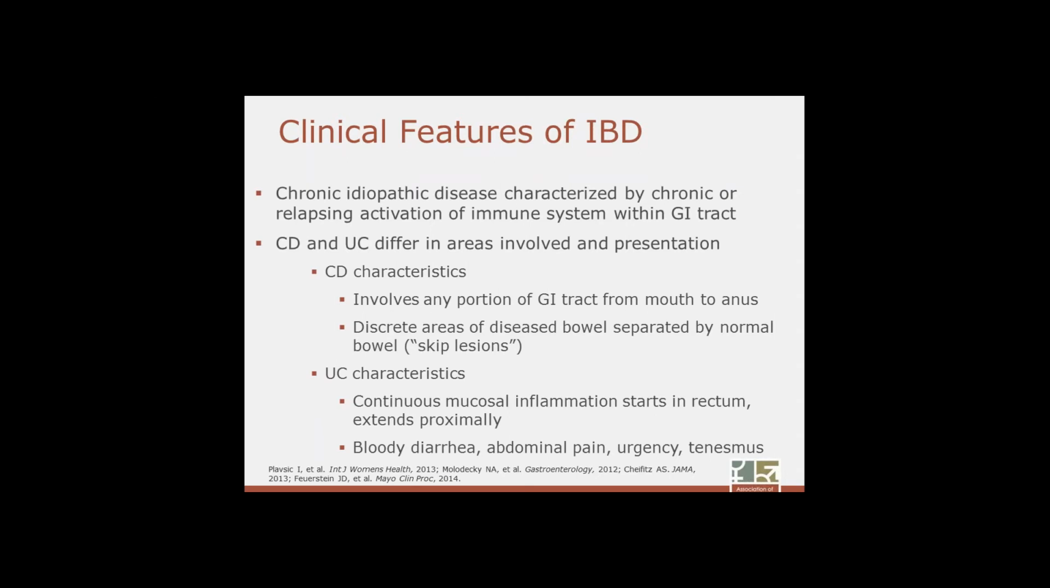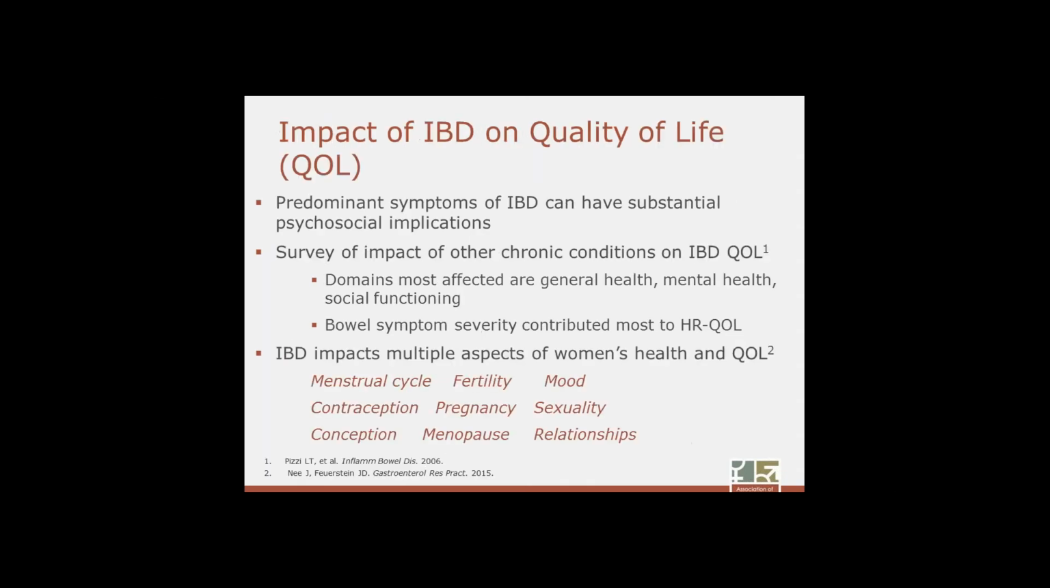Although Crohn's disease and ulcerative colitis present very differently, they involve different parts of the GI tract. For example, Crohn's disease may involve anything in the GI tract from mouth to anus, and it usually involves discrete areas of diseased bowel separated by normal bowel, known as skip lesions. Ulcerative colitis involves continuous mucosal inflammation that starts in the rectum and extends proximally. Typical symptoms of UC are bloody diarrhea, abdominal pain, urgency, and tenesmus.